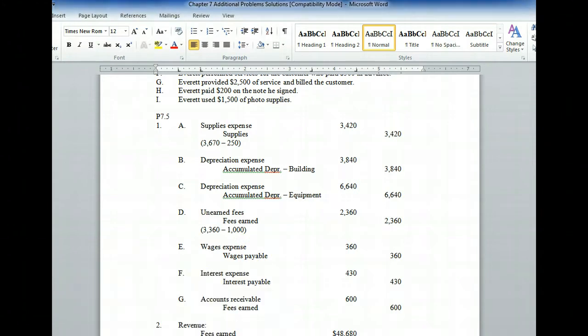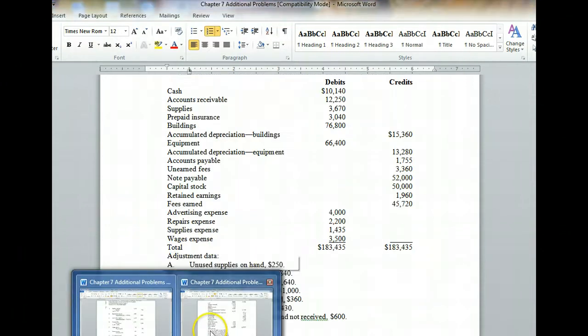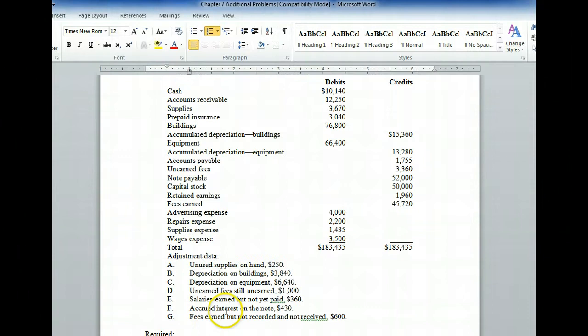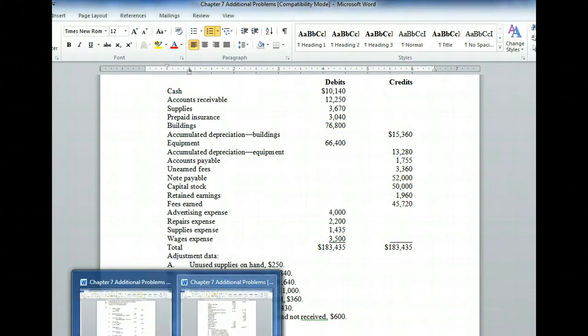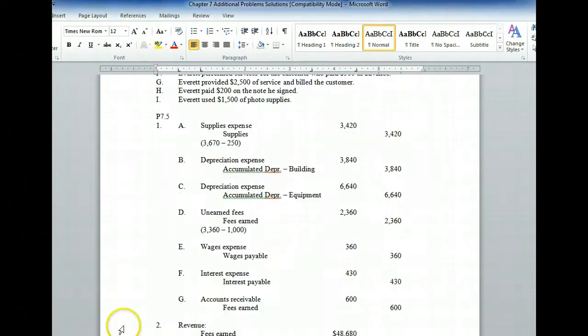The next one we have is interest expense, interest payable. So basically we're accruing interest on the note, and there's the entry. We have interest expense, interest payable, $430. So that is another type of entry. Remember, we have these notes, we borrow money, we talked a lot about this. You borrow money from someone, even though you're not making that payment, you're still accruing that interest. Okay, so there's the interest expense, there's the interest payable.